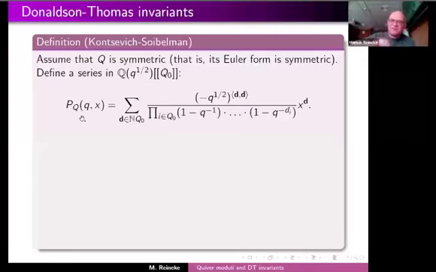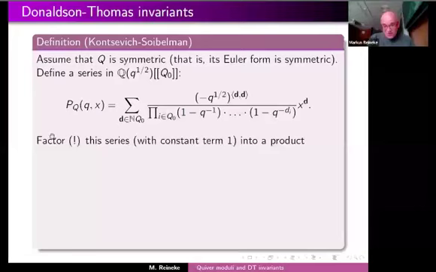Now we'll explain in a few minutes what it has to do with the quiver, except for this quadratic form of the quiver appearing. And now what Kontsevich and Soibelman suggest is you take this formal power series and you factor it into an infinite product.